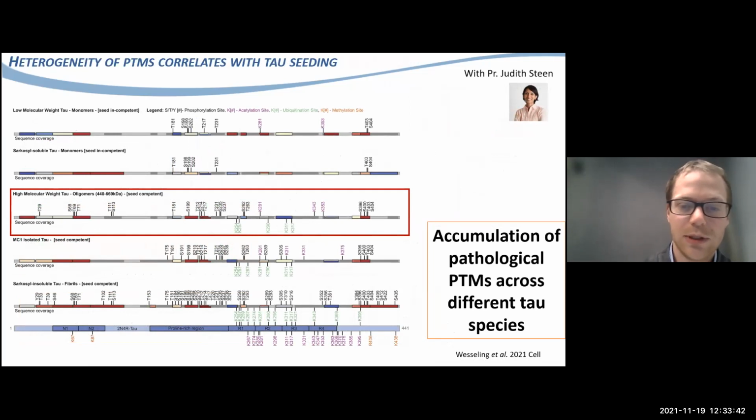And I invite you to look at a paper that Judith published this year in Cell, where she compares different tau species, and especially our high molecular weight tau species, where she can, as I said, find a signature of these post-translational modifications on this tau species.